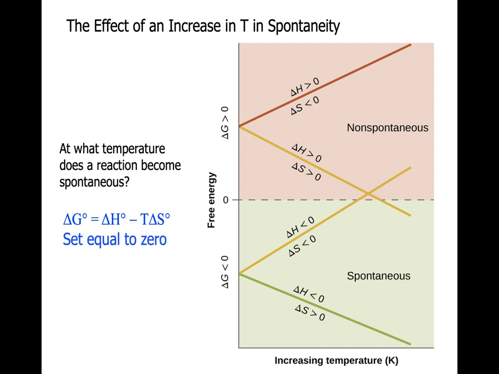If we simply set delta G equal to 0, we can then find that the temperature at which that happens is just the ratio of the enthalpy change over the entropy change. Right? So finding the temperature where something becomes either non-spontaneous or spontaneous is just T equals delta H divided by delta S.